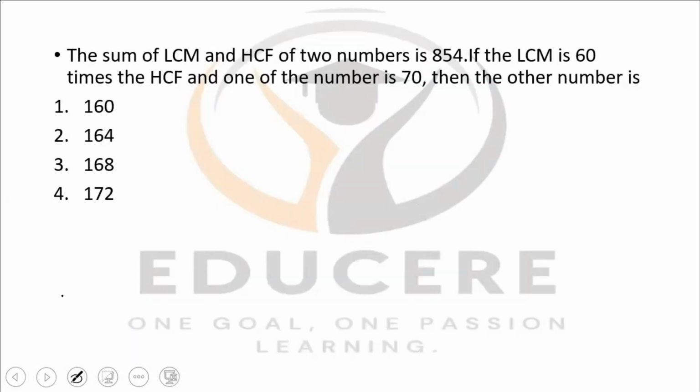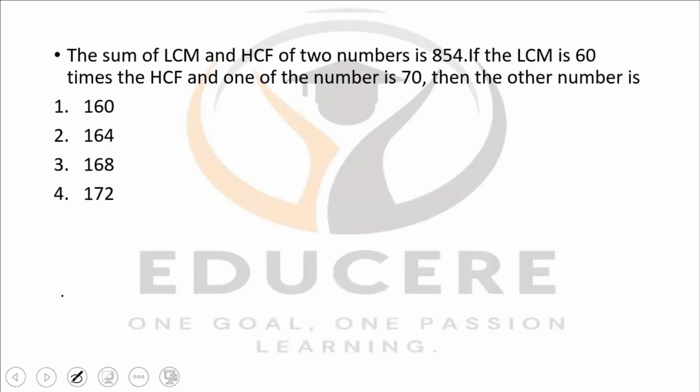This is one of the CUET 2024 questions from the topic HCF and LCM. The question is, the sum of LCM and HCF of two numbers is 854. If the LCM is 60 times the HCF and one of the numbers is 70, then the other number is.